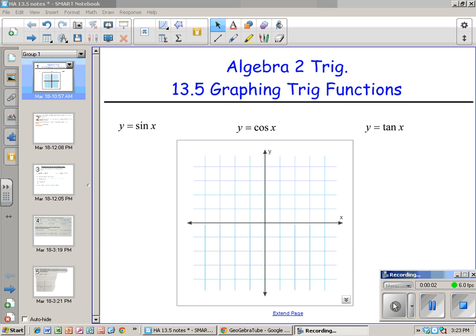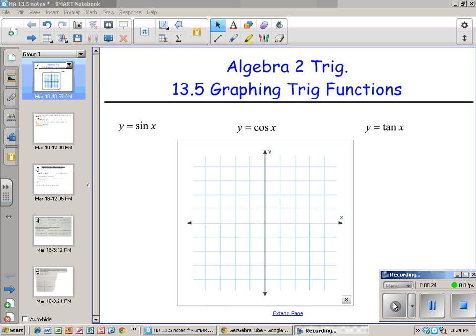Hello everybody, this is the notes for section 13.5 for Algebra 2 Trig. Alright, what we have been talking about is all the trig functions and the unit circle and radian degrees. So now we're going to shift gears a little bit and talk about the graphs of these trig functions and what they look like.